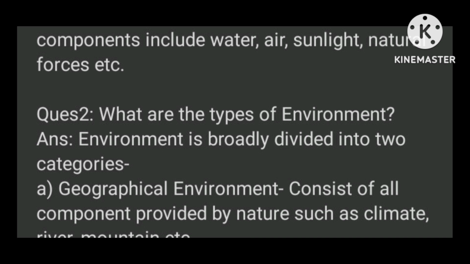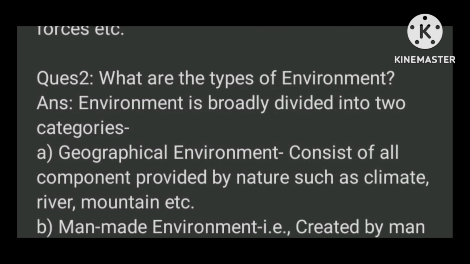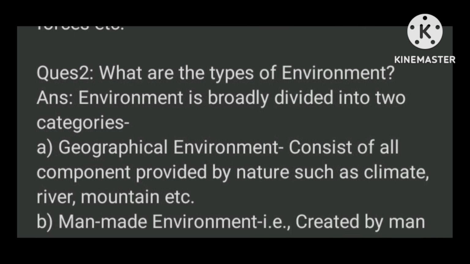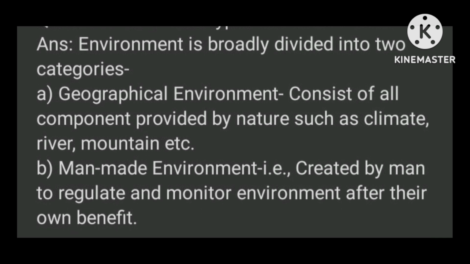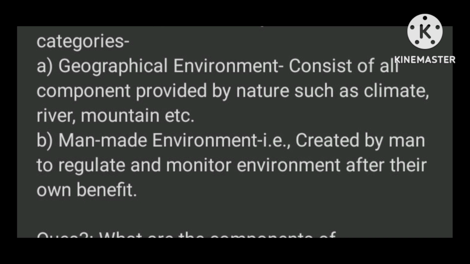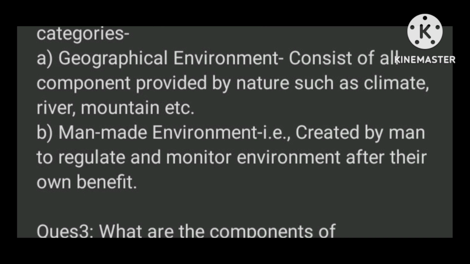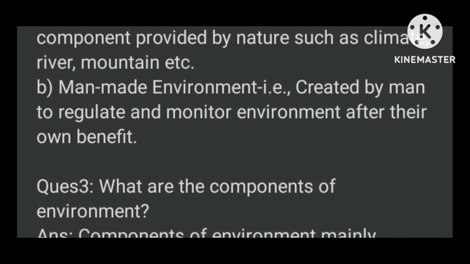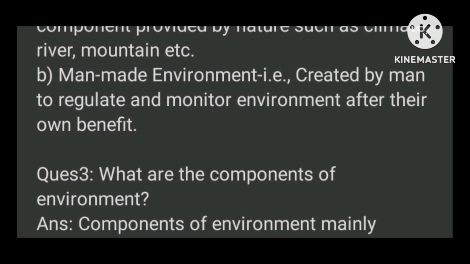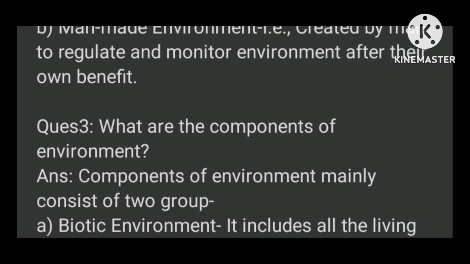Question number 2. What are the types of environment? Answer. Environment is broadly divided into two categories. A. Geographical environment consists of all components provided by nature such as climate, river, mountain, etc. B. Man-made environment. It is created by man to regulate and monitor the environment for their own benefit.